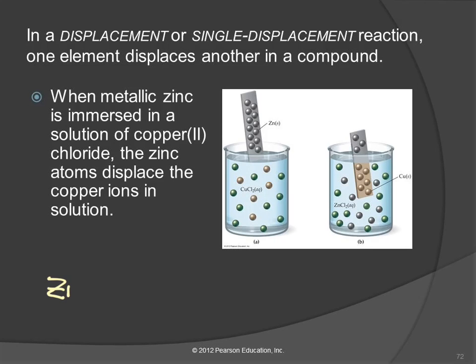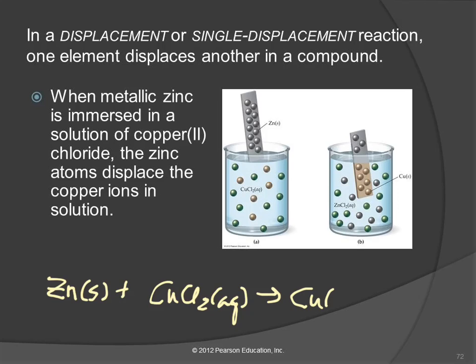So zinc solid plus copper(II) chloride. We're going to end up with copper metal and zinc chloride. The copper in this compound was displaced. A single element was displaced. Single displacement reaction. That is also an example of an oxidation reduction reaction.